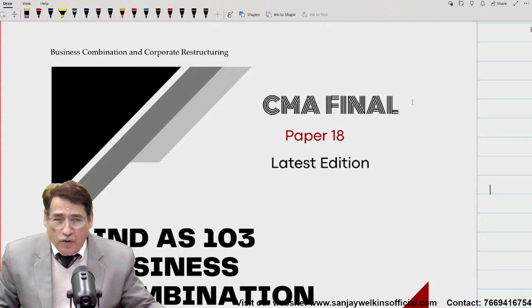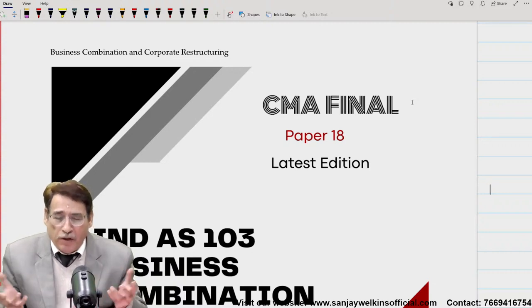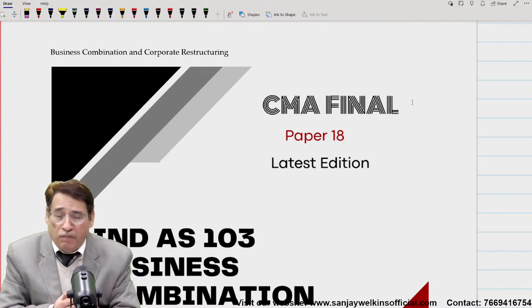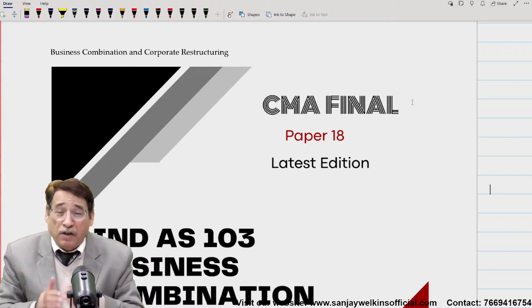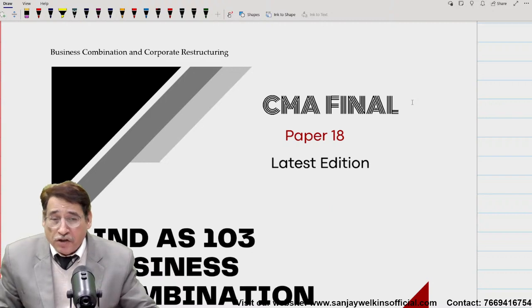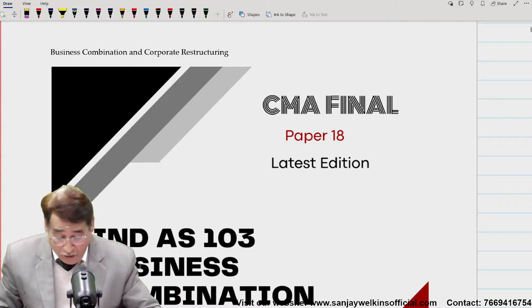Now, obviously, we are going to start with some formidable chapters, and prominent among them is Ind AS 103, business combination. It's a pretty strong chapter, very lengthy at the same time. Technically, it's a chapter where lots of technicalities are there. That is why you need to be a little more attentive when we do this chapter.